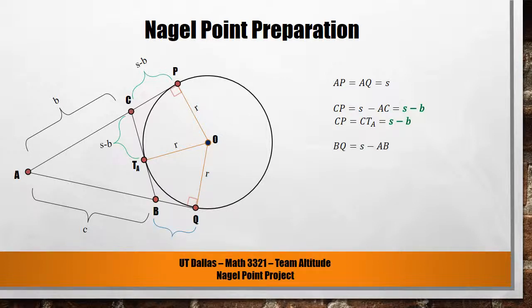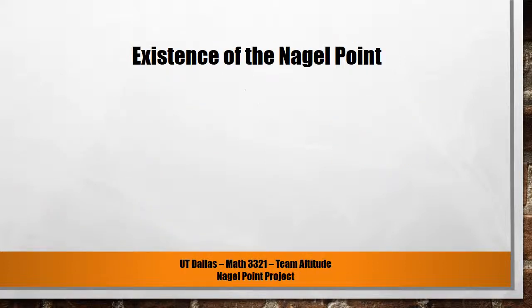We know that the length of BQ is equal to the length of AQ minus the length of AB, and we know that the length of AQ is equal to S. So we get that the length of BQ is equal to S minus C. Similarly, the length of B to T sub A is also equal to S minus C because both of those are line segments to the points of tangency of the circle from the point B. Now we're ready to prove the existence of the Nagel point.